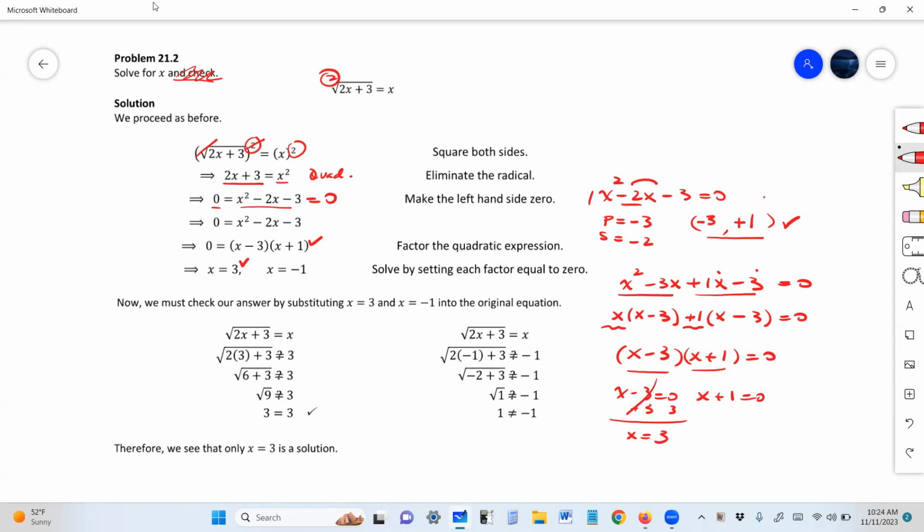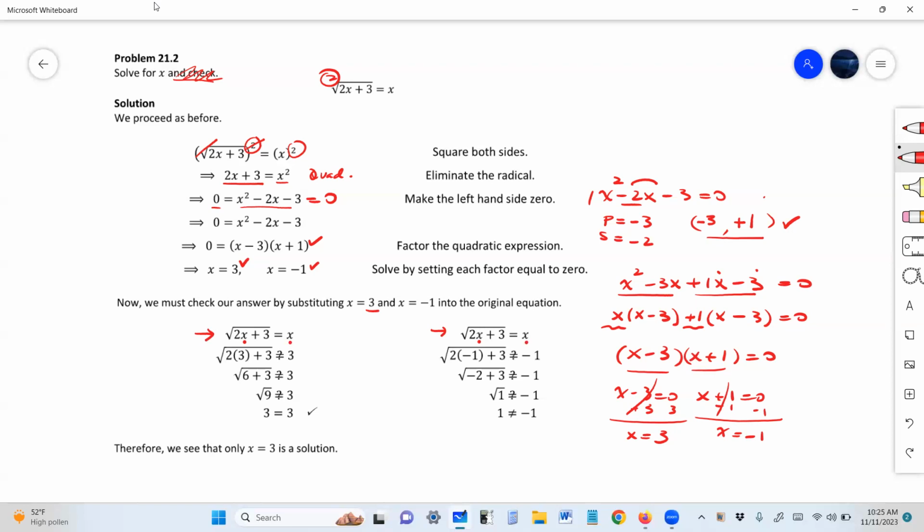These cancel. Minus 1 on both sides. Okay, so there you go. This is exactly what they got over here. Now we have to check both, and we're going to do it the exact same way as we did before: in the original equation, we're going to replace x with 3, and then replace x with -1.